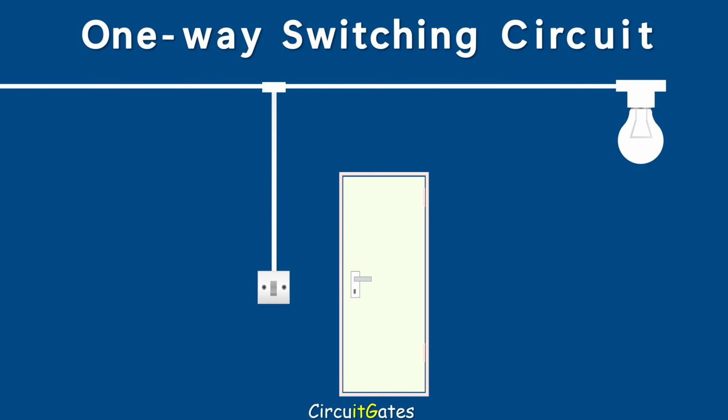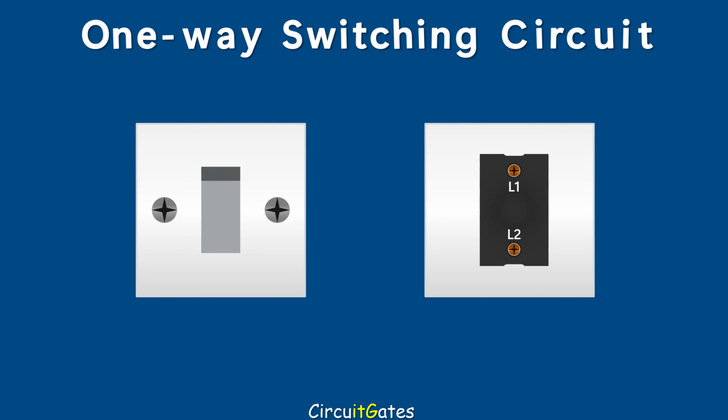A one-way switching circuit is a type in which lamps are switched from one location, typically in areas like offices and rooms with one entrance. A one-way switching circuit consists of one or more lamps connected to a one-way switch. A one-way switch has two terminals. One terminal is for the live wire from the supply, and the other terminal is for the live wire going to the lamp from the switch.